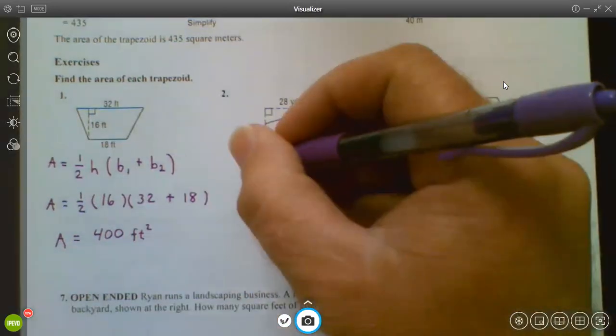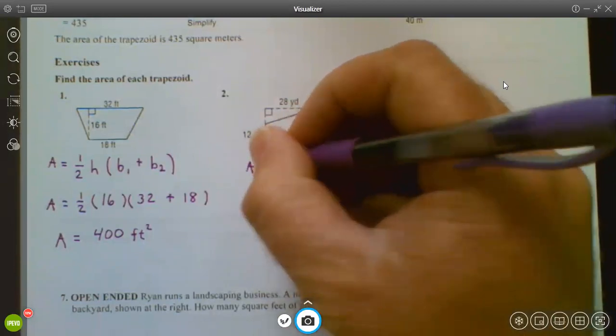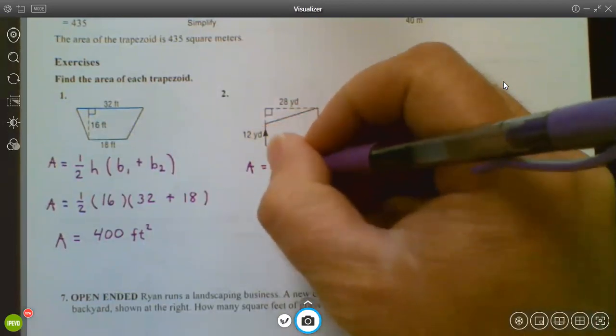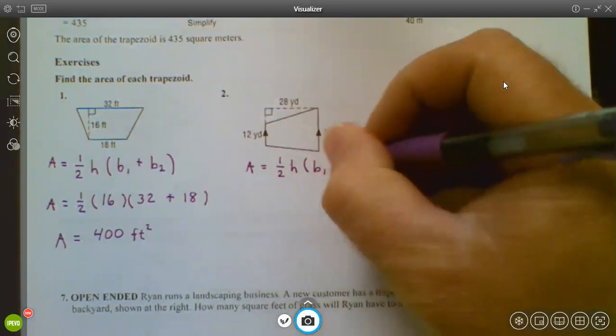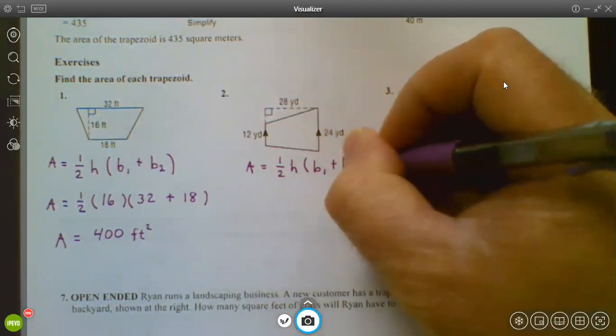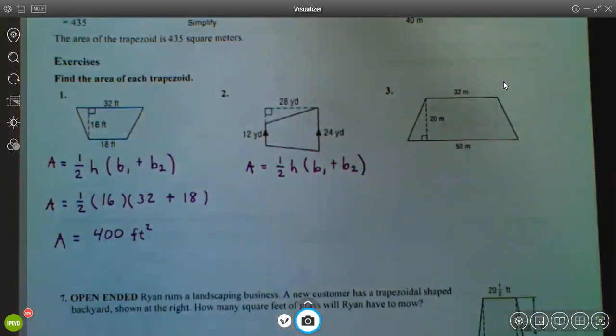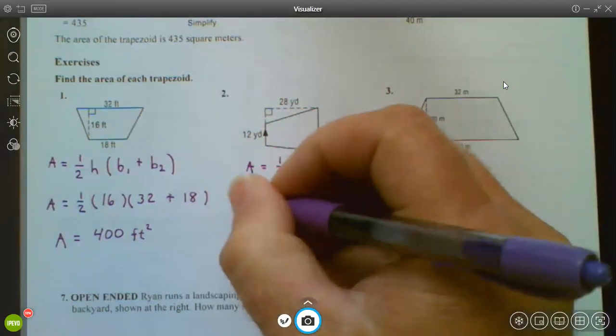So I'm still going to start my first line always by just writing my formula. It's a great way to memorize formulas, just by writing it. So here's the formula. Let's plug into that.